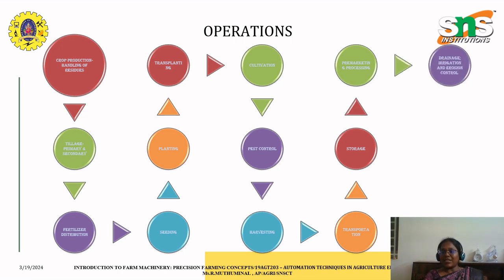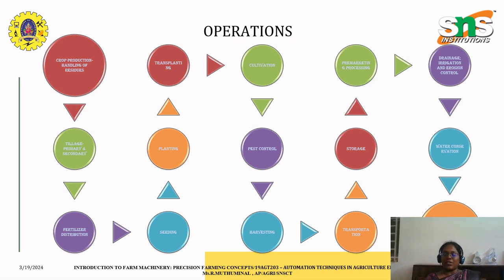And the next step is maintenance of moisture through drainage purposes, that is irrigation and erosion control. Since the soil and water conservation plays a major role, here we have to monitor the drainage and irrigation. And the last one is water conservation along with livestock production. These are the operations involved in agricultural processing industries.